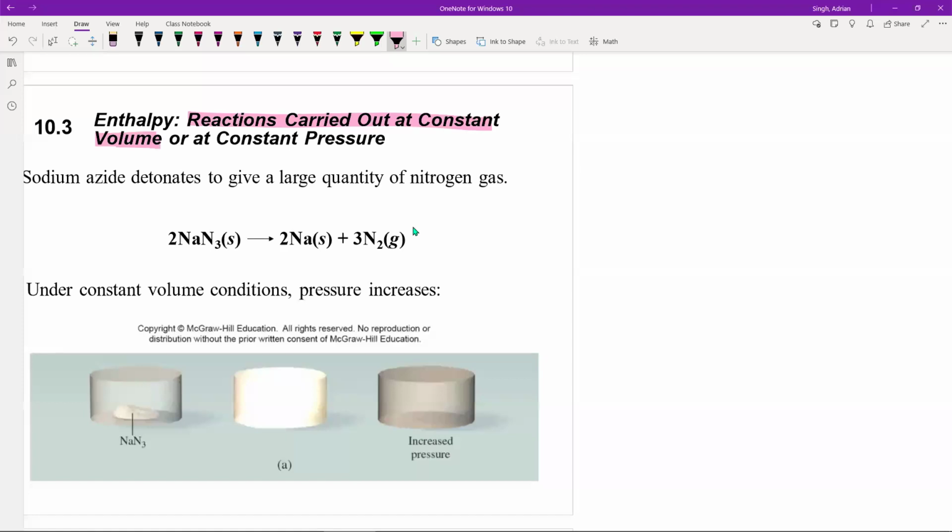So imagine for a second I have a container. This is the container here I'm starting with. It's got sodium azide in it, which has a formula NaN3. And this container isn't allowed or cannot expand or contract. So the volume of the container is constant, in other words.